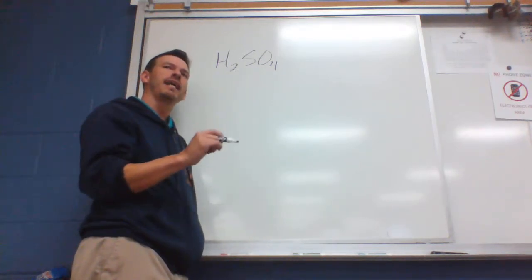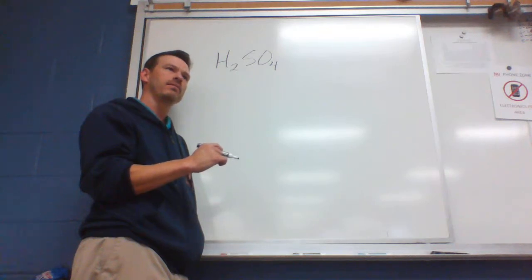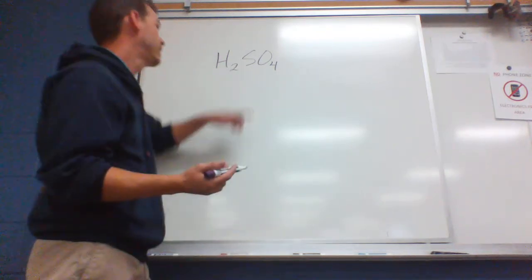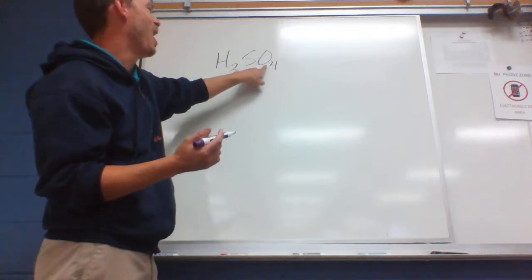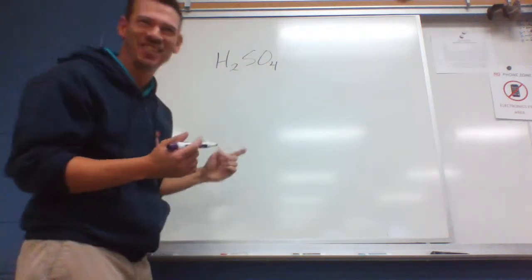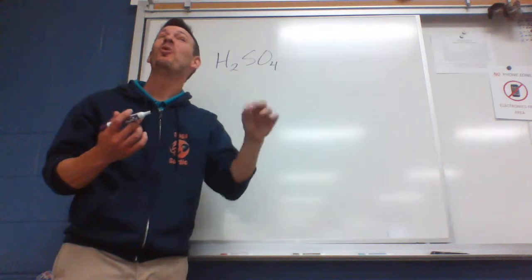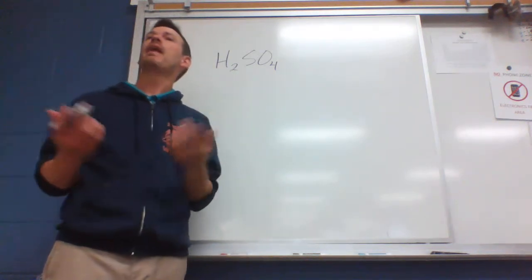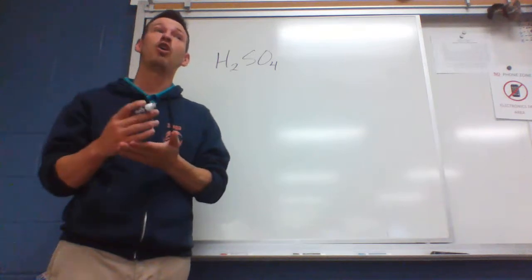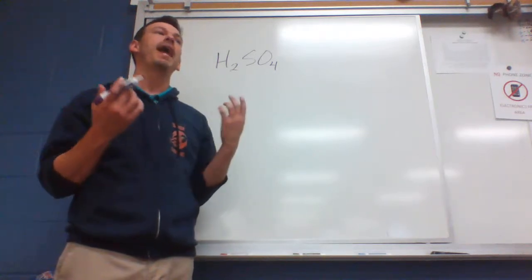Is sulfuric acid a strong acid or a weak acid? It's strong because there are 4 oxygens and 2 hydrogens. Therefore, there are 2 or more oxygens compared to hydrogens. Do you see it? Anytime that happens, it's automatically strong. So then what's an example of a weak acid?